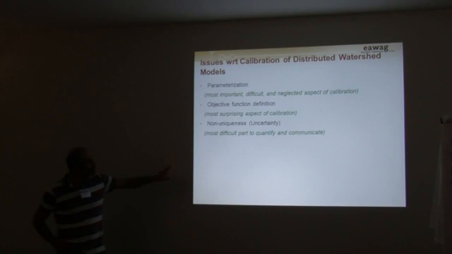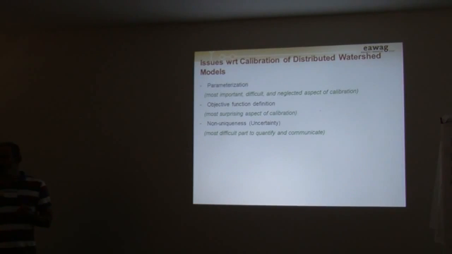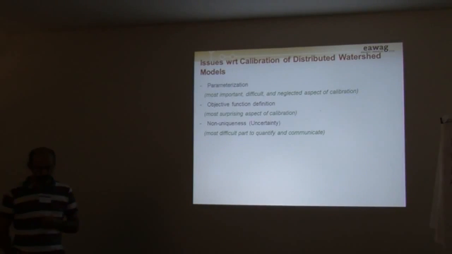Then the non-uniqueness or the uncertainty. So if you have one good solution, then you have thousands of good solutions. How do you deal with that?